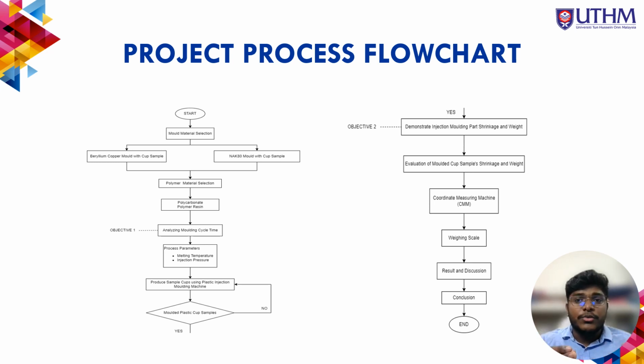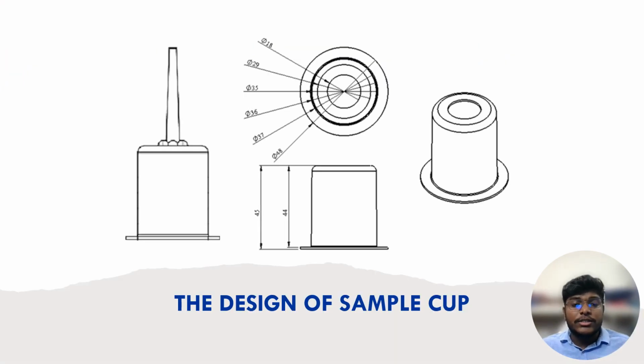For objective 2, the demonstration of injection molded part shrinkage and weight is evaluated by using the produced sample cups. These cups are evaluated using a CMM, which is a coordinate measuring machine, for shrinkage level and a weighing scale for the weight check. After that, the data must be collected and converted into graphs, and finally use the data and the results to make the conclusion. In this slide, it shows the design of the sample cup.